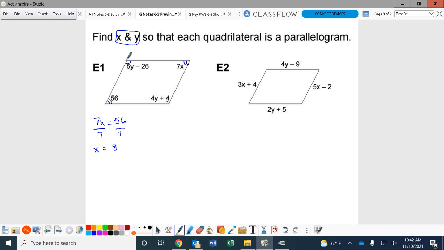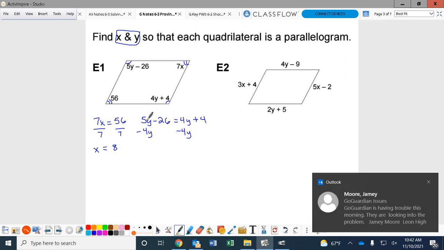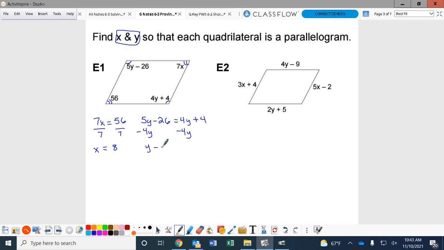For the other one, we set the y's equal to each other. It's going to be the 5y minus 26 is going to equal the 4y plus 4. Yep. Get the y's all on one side, minus that 4y. And guys, again, we've talked about this. 5y minus 4y is just y. Minus 26 equals 4. Add 26, and y equals 30. Perfect.